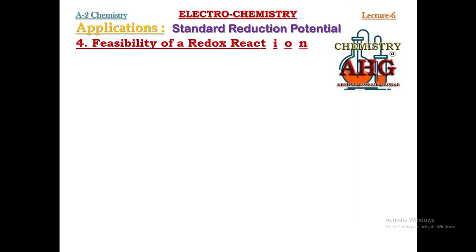In this lecture we are going to talk about another application of standard reduction potential, and it is how with the help of standard reduction potential we can decide for the feasibility of a redox reaction. First of all, you must know what is a feasible reaction. Any reaction that can take place is known as a feasible reaction.